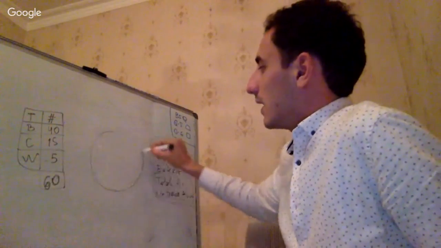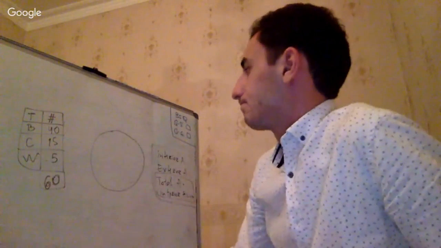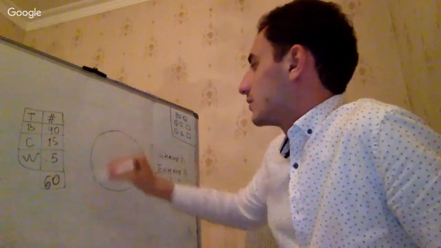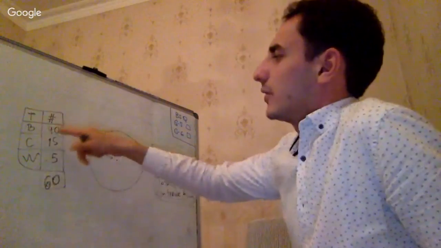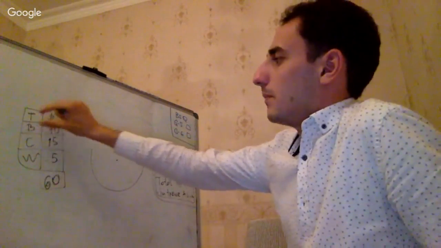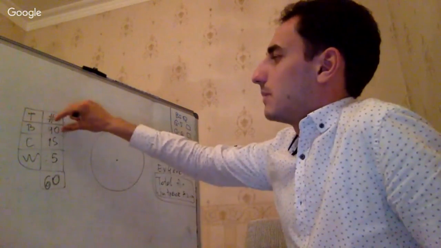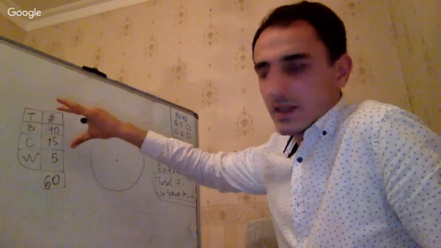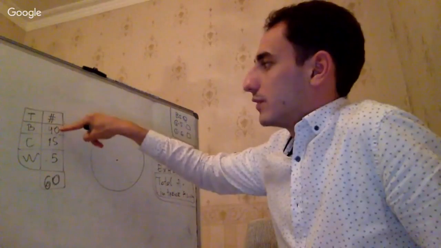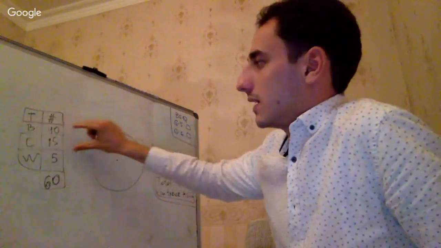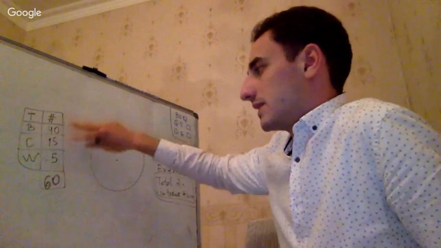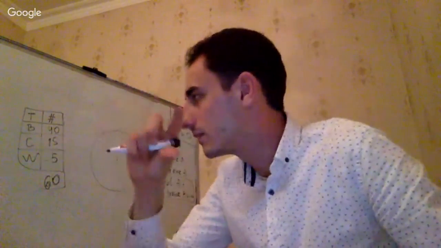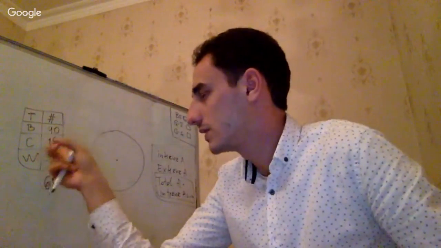Now, I need to draw the pie chart. This is my center, this is my circle. 40, 15, and 5. Basically, I know that the part for the bus needs to be the biggest, because my biggest number is 40. In second place, the part for the car will be second, and the last narrow part will be for the students who walk to school.